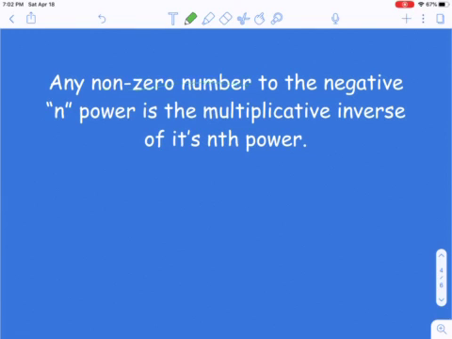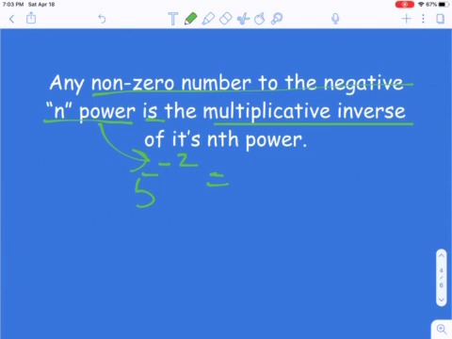So let's look at that, all right? So let's take an example of this. Supposing I take 5 to the negative 2 power, okay? If I'm going to work with this, it says any non-zero number to the negative n power, so that's what I have right here, equals the multiplicative inverse of its nth power.